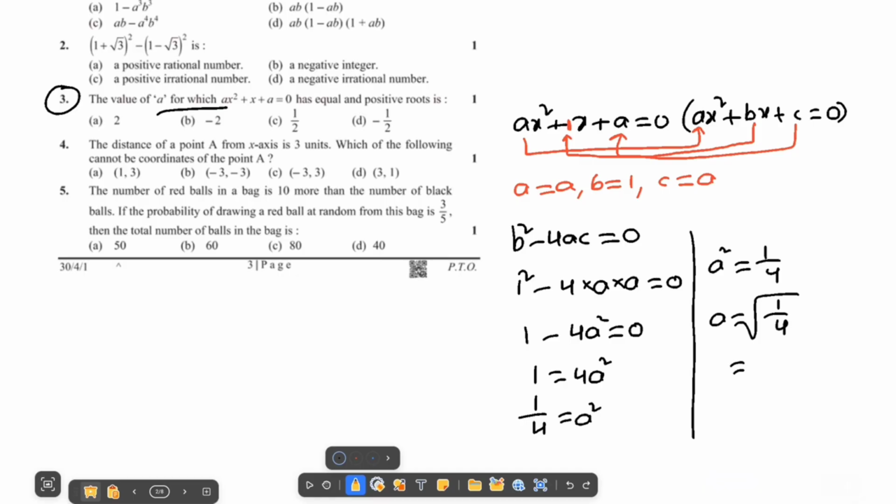Square root of 1 by 4. Square root of 1 is 1, square root of 4 is 2. So now the answer will be plus or minus 1 by 2. Sorry, a value will be plus or minus 1 by 2. So we want what? Positive root only. That means the a value will be 1 by 2.